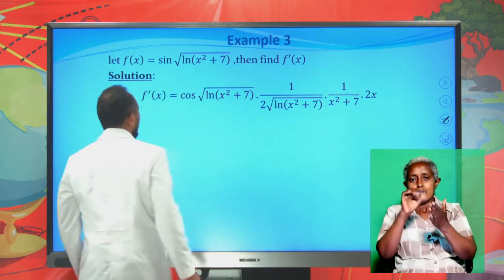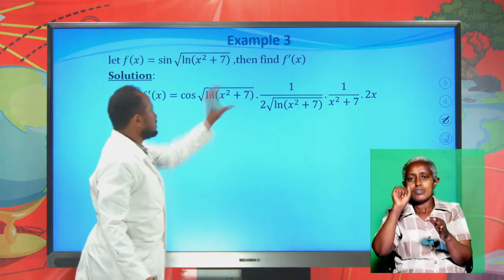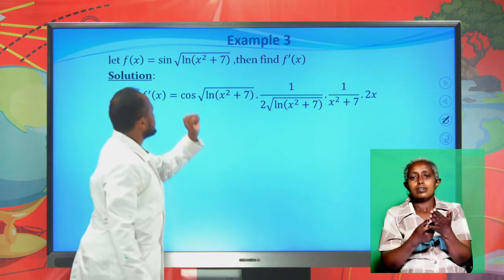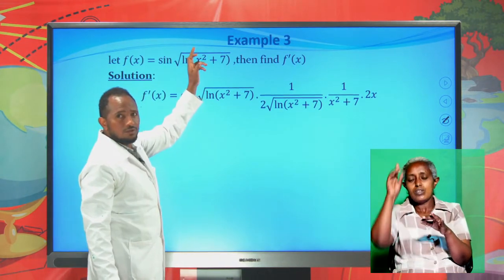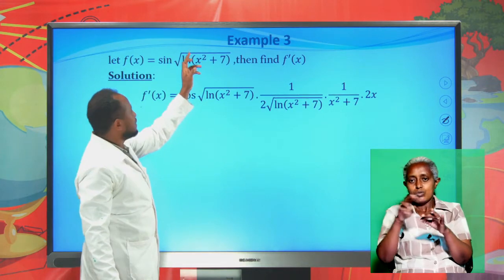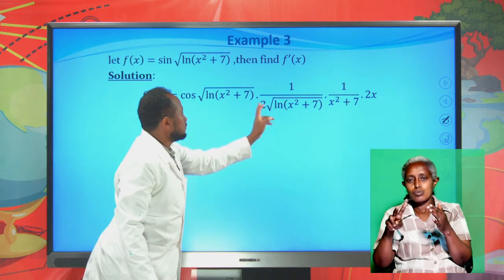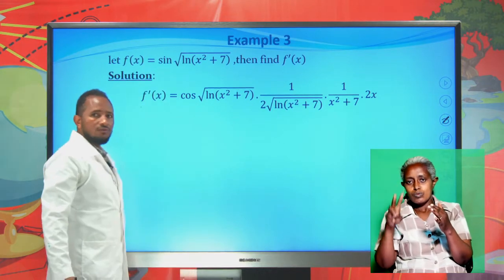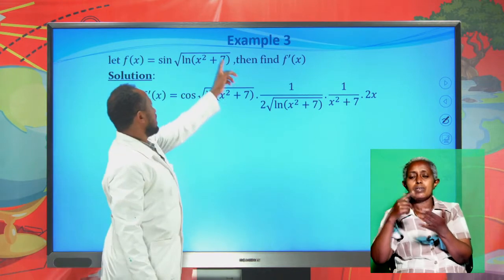So, the first one is the sine function. The derivative of sine is cos, cos of the inner function itself, times the derivative of the second function, the square root function. The derivative of the square root of x is 1 over 2 root x. So applying that, the derivative of the square root of this is 1 over 2 root of the square root of ln of x squared plus 7, times the derivative of the next function, ln.